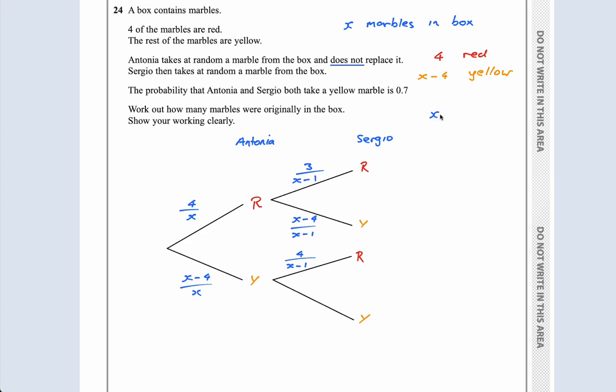So what's X minus 4 minus 1? Well, it's X minus 5 because we lost one. Antonia took one, so now there's only X minus 5 yellows. So it's X minus 5 over X minus 1. Okay, so that's the tree.